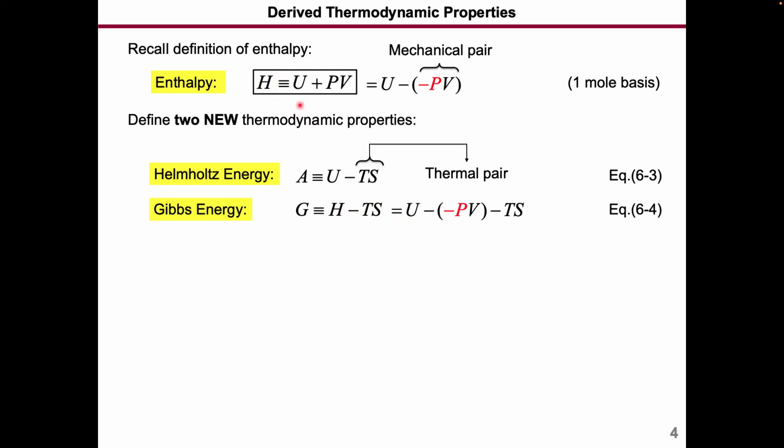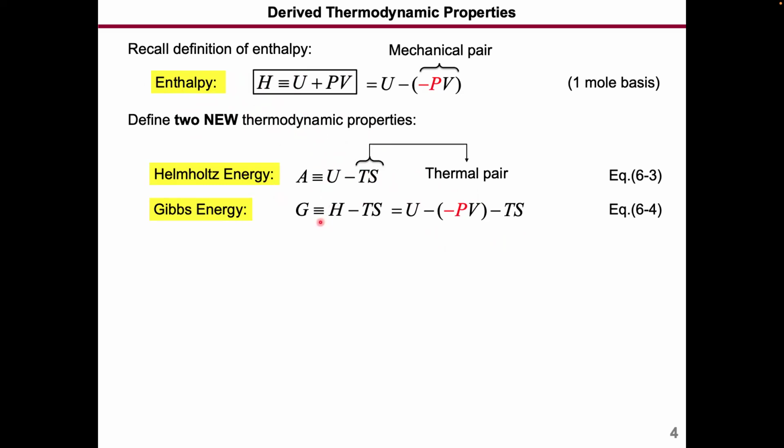And then if you plug H back into this equation, it's going to be U minus the mechanical pair, and then minus the thermal pair. So H is U minus the mechanical pair, A is U minus the thermal pair, and G is basically U minus both the mechanical pair and the thermal pair, right? This is more straightforward to understand and remember, okay? All right, so these are the definitions of these three additional thermodynamic properties, in addition to those five primary thermodynamic properties, okay?